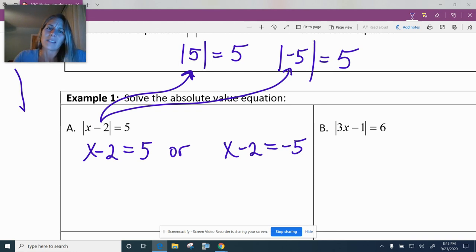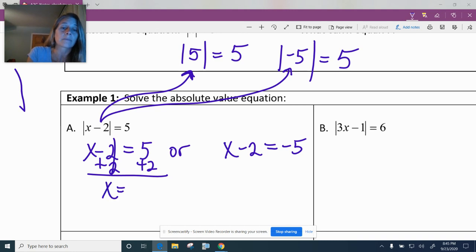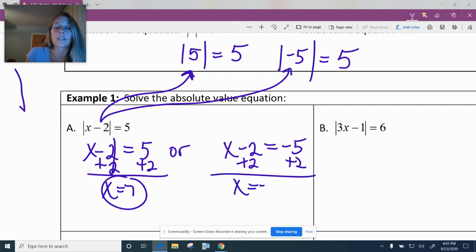That's why we have to set these up as two separate equations and then solve both of them, and we have two possible answers. The rest of it is just solving like you already know how to do. We would add 2 to both sides, x equals 7. Over here, we would add 2 to both sides and get x equals -3.